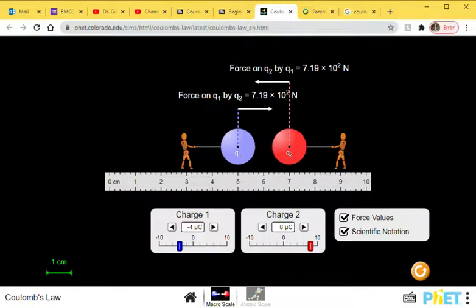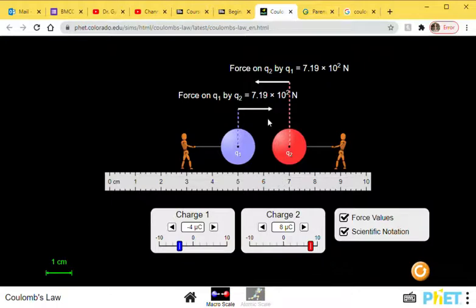Hi everyone. So here is a simulation for the electrostatic lab, and as I mentioned in the previous video for electrostatic interactions, I will be showing you the simulation outcome for these numbers that we had: 4 microcoulomb and 8 microcoulomb at 2 centimeter distance.